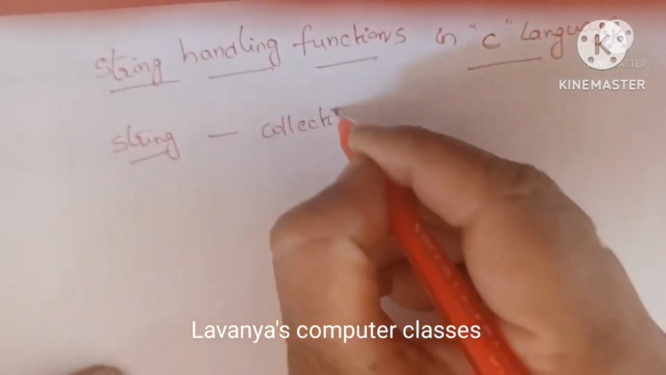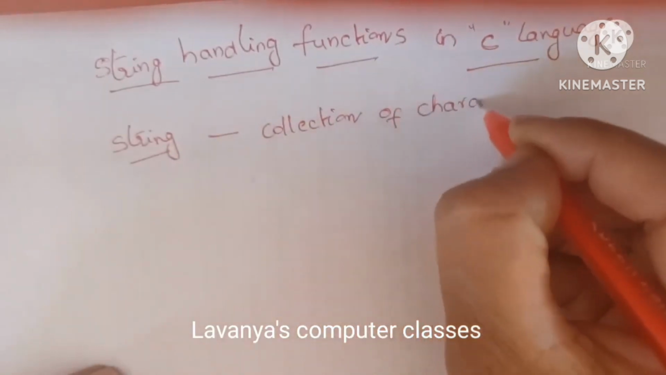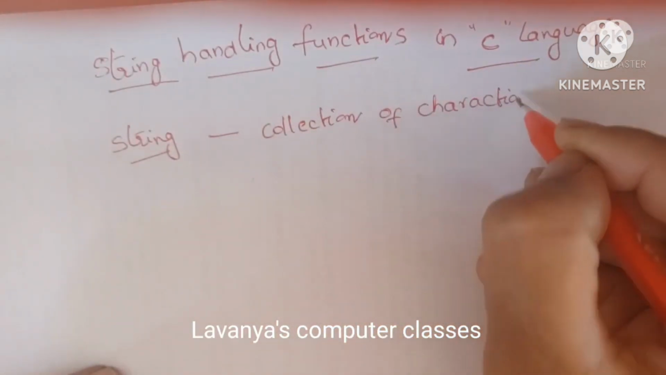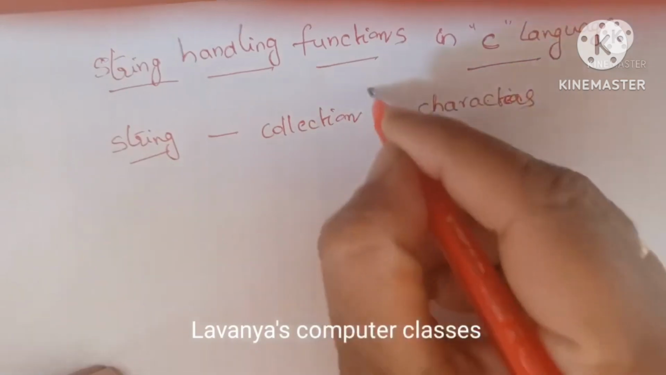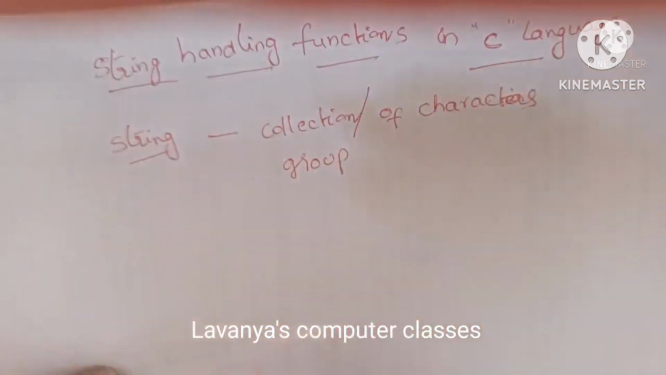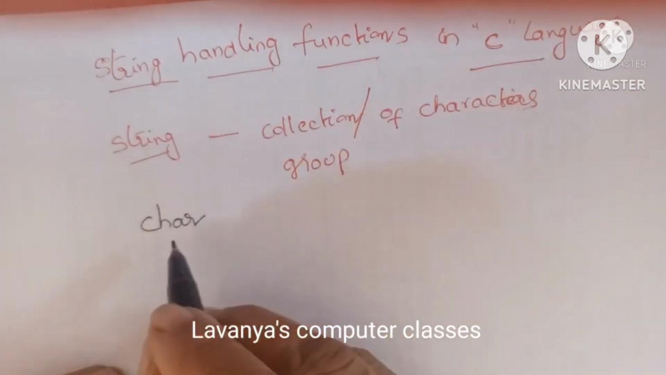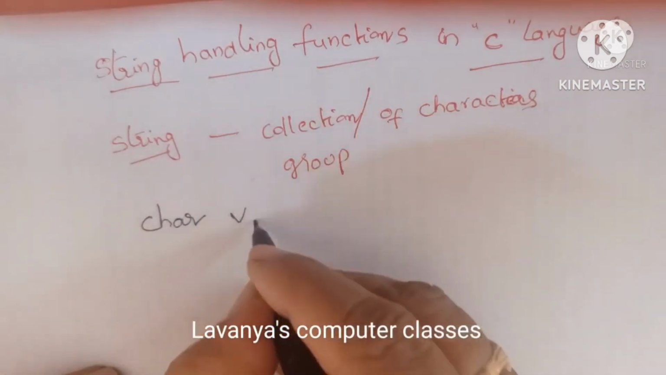So what is a string? A string is a collection of characters. A group of characters is known as a string. How can you define a string? In C language there is no specific data type for defining a string. For defining a string also we have to use one data type, that is char, the character data type only.